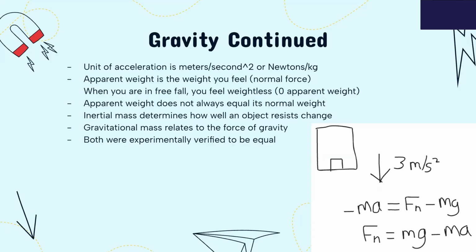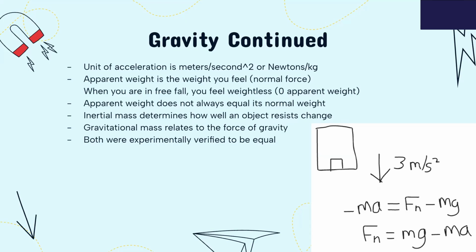Here on the bottom right, I included a diagram of when it's not equal. Let's say a box is on an elevator, accelerating downward at 3 meters per second squared. So we can solve Newton's second law for it. Minus ma is equal to Fn minus mg, because acceleration and the force of gravity are in the same direction. And we solve for Fn, which is equal to mg minus ma. Because of that, they can't be equal; Fn is clearly smaller than mg because of the minus ma.